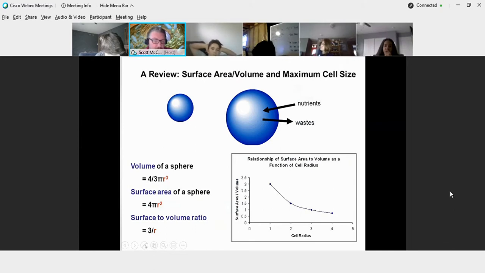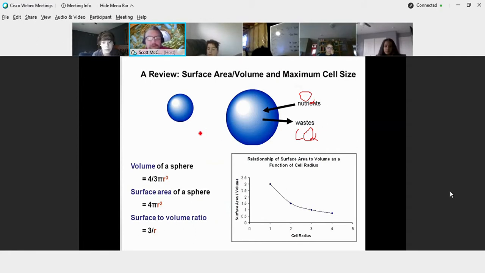So here's a big cell, and if we're talking about nutrients, we could talk about oxygen. That's me drawing oxygen. And then you're going to get rid of waste like CO2. So you're going to get rid of all these products, and the only way you can do it is basically through the skin, or the plasma membrane, of the sphere.